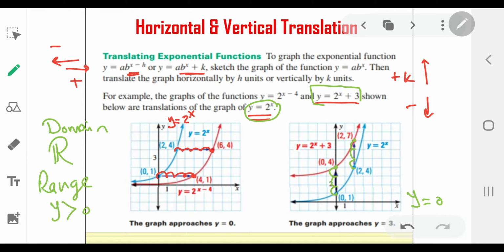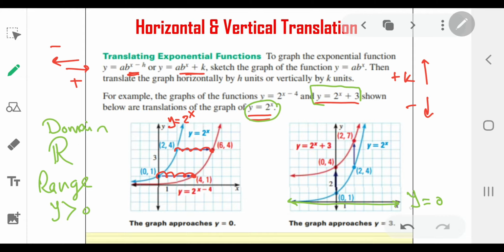But in vertical translation, actually, the range changes, the asymptote itself changes. If the asymptote here is y is equal 0, and now everything is shifted up 3 units, it means also the asymptote is going to be shifted up 3 units. This is the original asymptote of the original function. After translation, let me graph it with a different color here. I will erase everything so it can be clear for you.